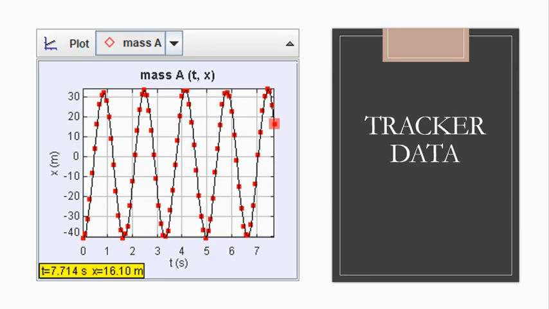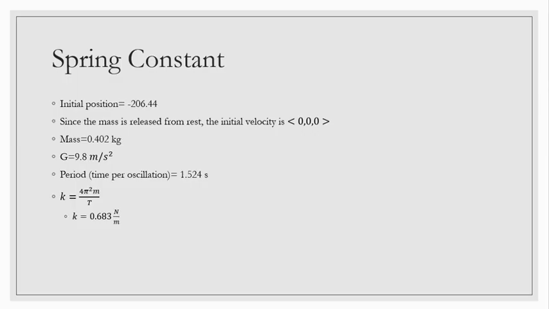So I plugged the data from the video into Tracker, and you see I got this oscillation for both the x and the y data. And then going through the calculations that were shown in the videos, I was able to calculate the initial position as negative 206.44, the initial velocity as 0 as the mass is released from rest, and then working backwards was able to calculate the mass, the mass was told to be 0.402 kilograms.